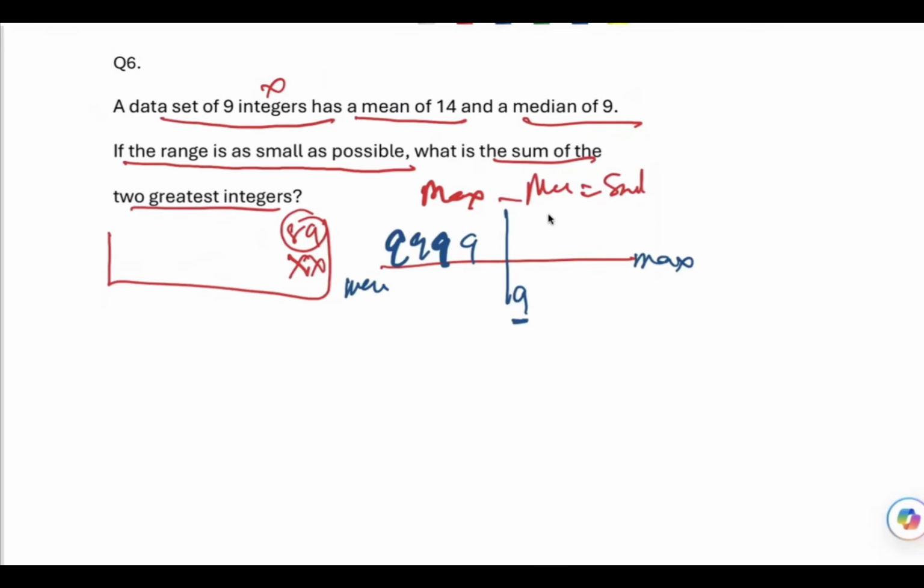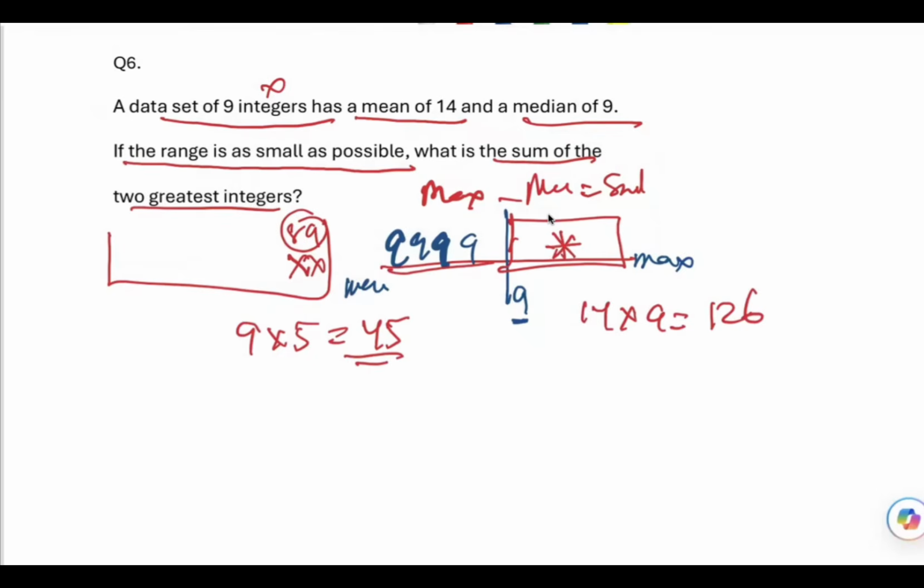How can I make the range also smaller? The numbers bigger than 9 should also be close to each other. Well, how do you do that? I know that the sum of these numbers is going to be what? 9 times 5, and that should give you 45. The mean of all the numbers is 14. That means 14 times 9 is 126. That means the sum of these bigger numbers should be this. I'm subtracting this from that.